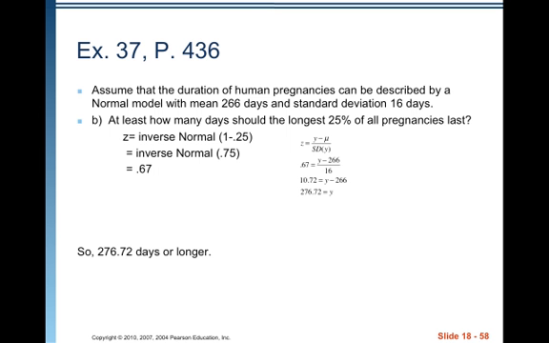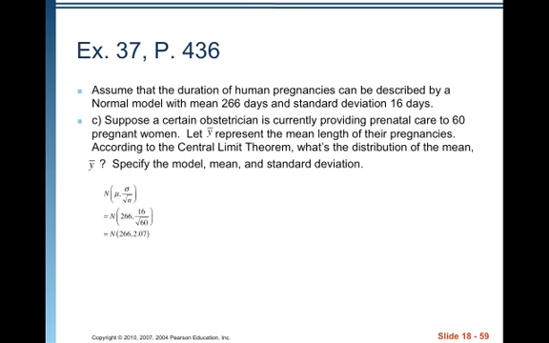All right, so z is going to equal y minus mu over the standard deviation of y because we're still dealing with individual pregnancies. So 0.67 equals y minus 266 over 16. Multiply both sides by 16 to get 10.72 equals y minus 266. Add 266 over, and you get 276.72 equals y. So the longest 25% of pregnancies last 276.72 days or longer.